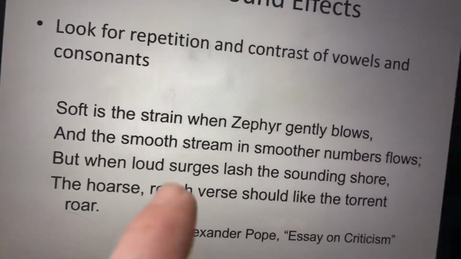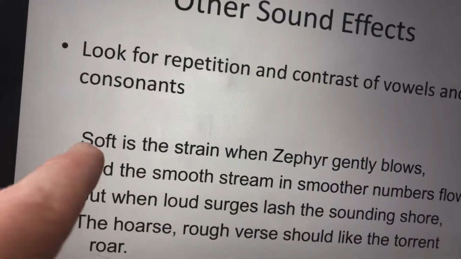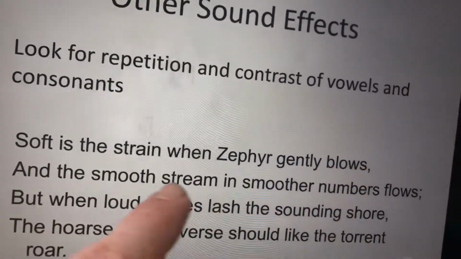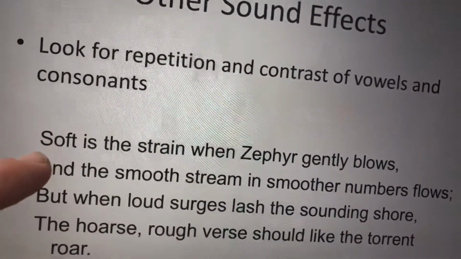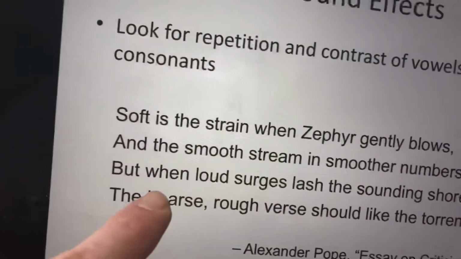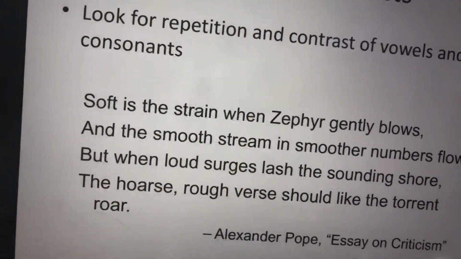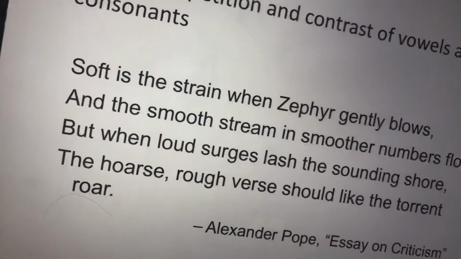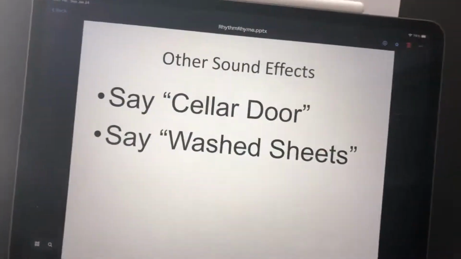What the poet is doing here is that, because he's describing something smooth, he tries to use consonants and vowels that make it sound smooth. And when he's describing something rough, he tries to use consonants and vowels to make it sound rough. This is really the hardest thing, I think, for students to learn. So I'm going to teach it to you in the simplest way that I know how.